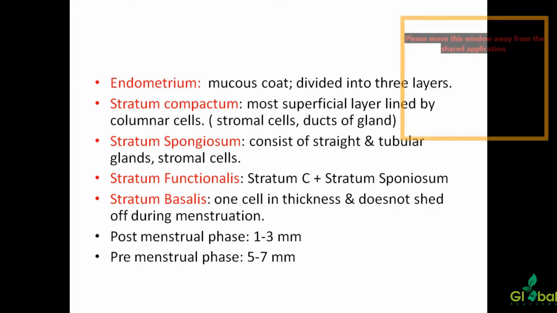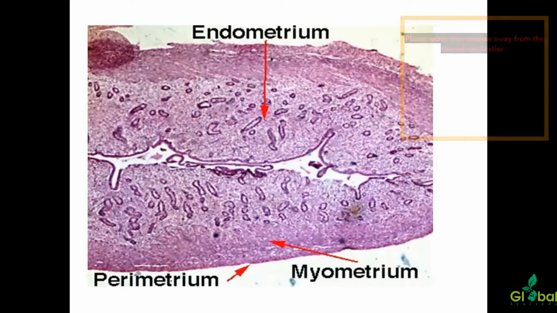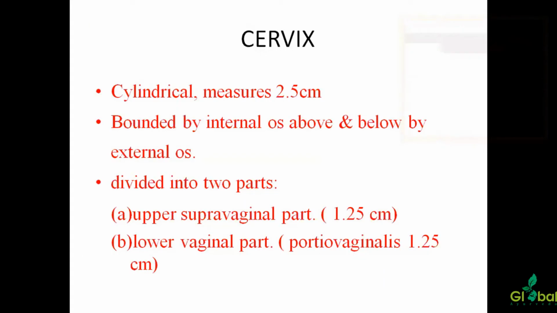And what about the endometrial thickness? In the postmenopausal phase, that is the post-menstrual phase, it is 1 to 3 millimeter, and in the premenstrual phase, it is 5 to 7 millimeter. Then the myometrium is 1 to 3 centimeter thick, and it consists of stratum submucosum, stratum vasculare, supravasculare, and subserosum, and the perimetrium is the outermost layer. Okay, this is a picture showing endometrium, myometrium, and perimetrium.